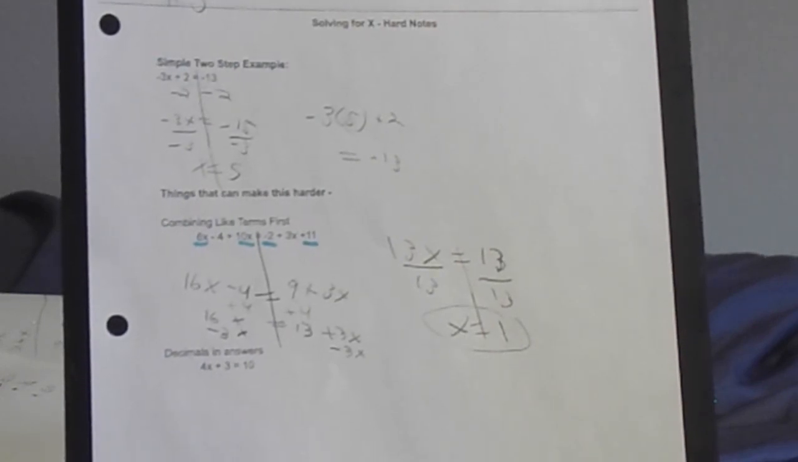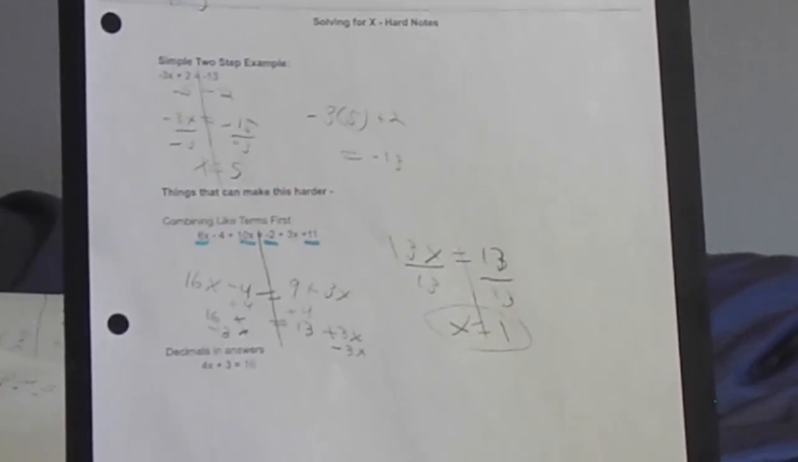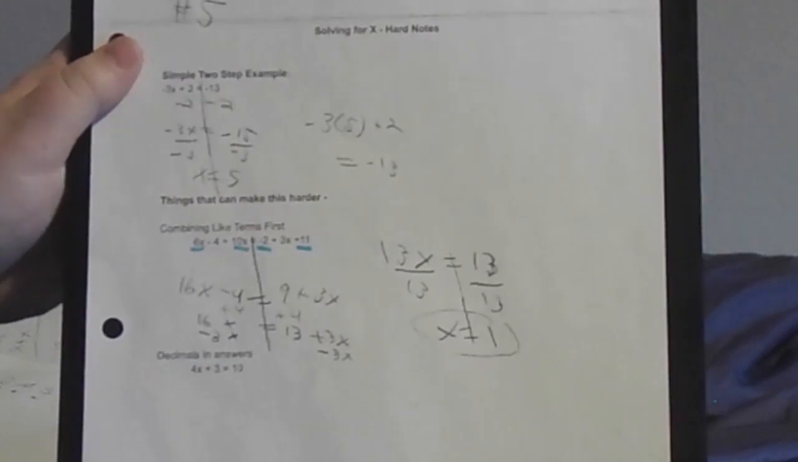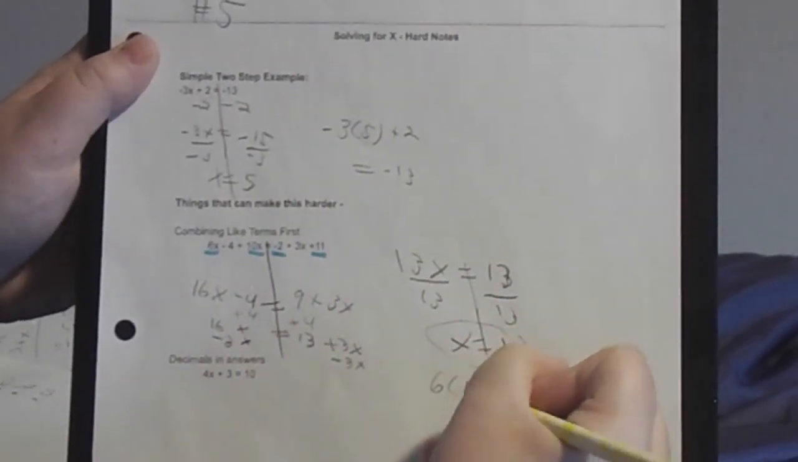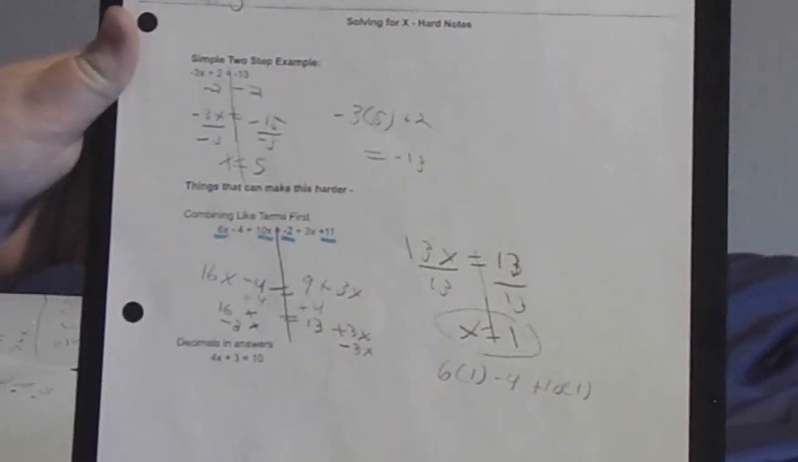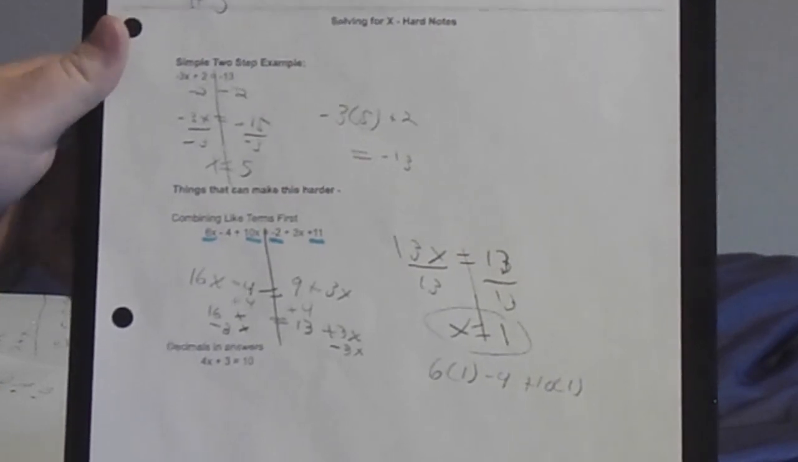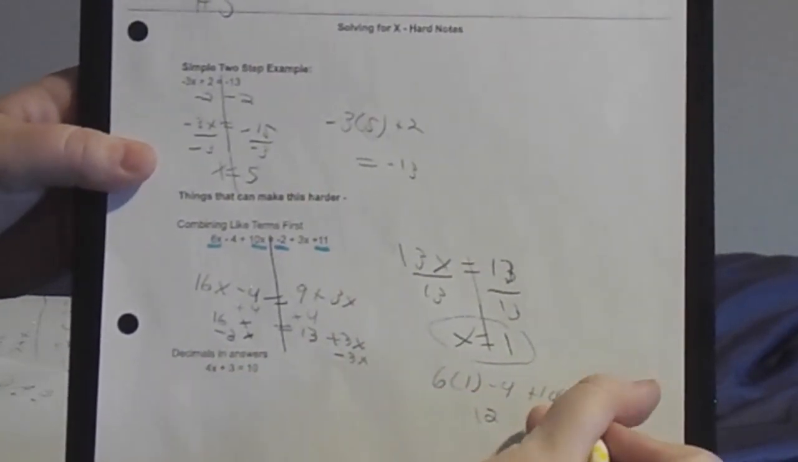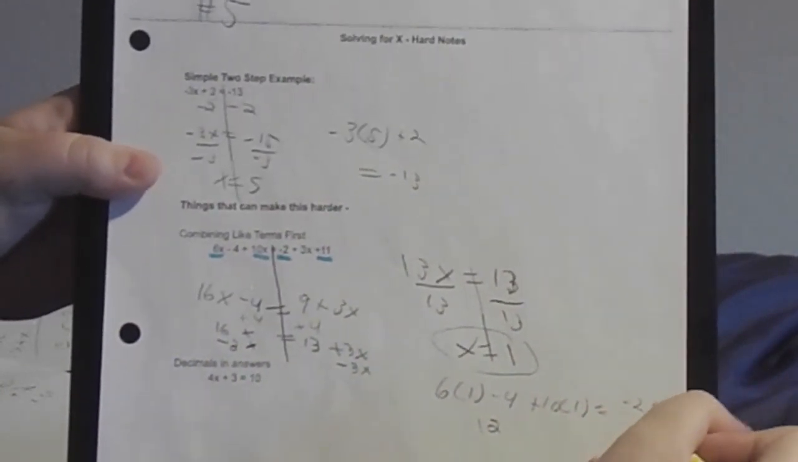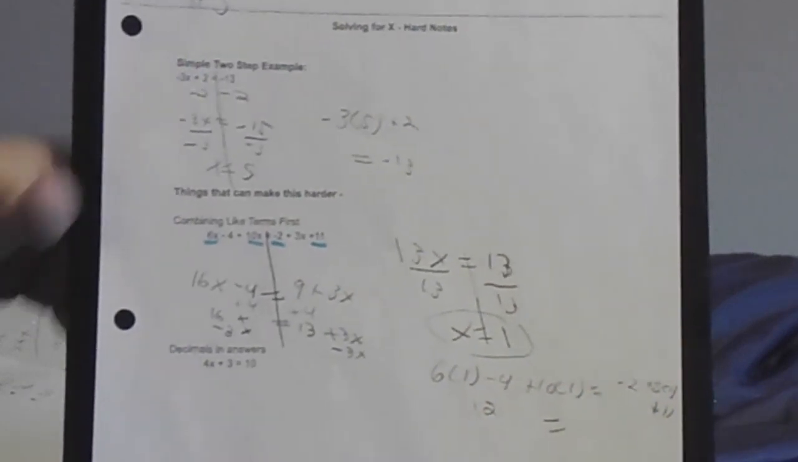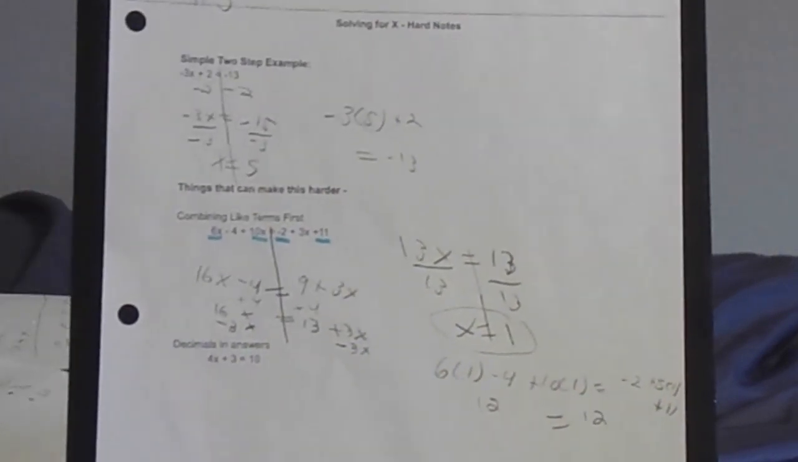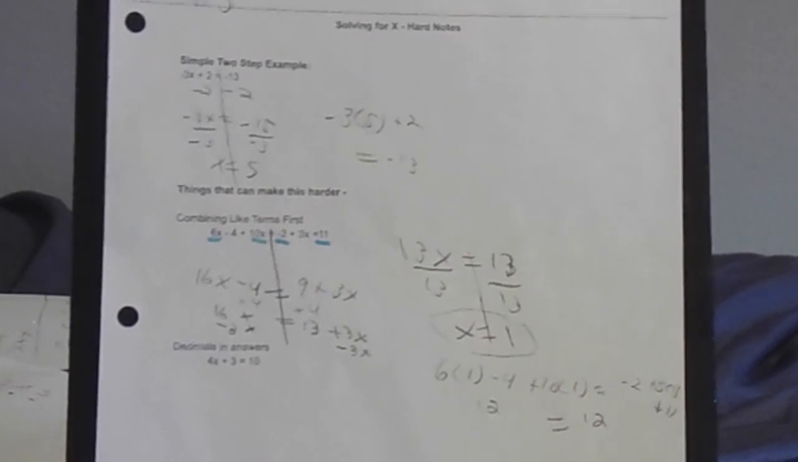If I wanted to check my work, everywhere I see an x, I can put a parentheses and plug in 1 and see if they equal each other. For example, 6 times 1 minus 4 plus 10 times 1. If I put that in the calculator, I'd get 6 minus 4 is 2 plus 10 is 12. And does that equal, over here, if I do negative 2 plus 3 times 1 plus 11, well, negative 2 plus 3 is 1 plus 11 is 12. So since my two sides equal, I know that my answer is correct.